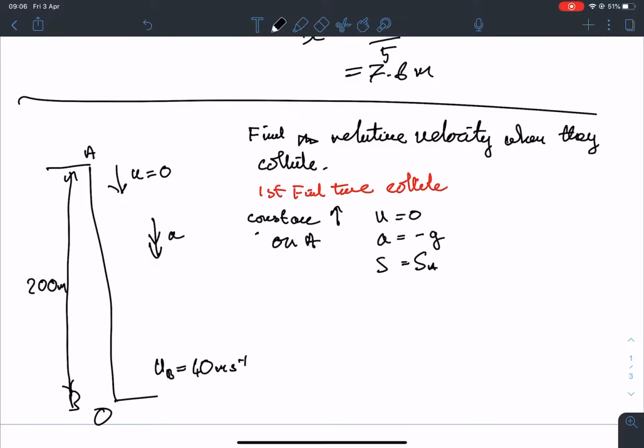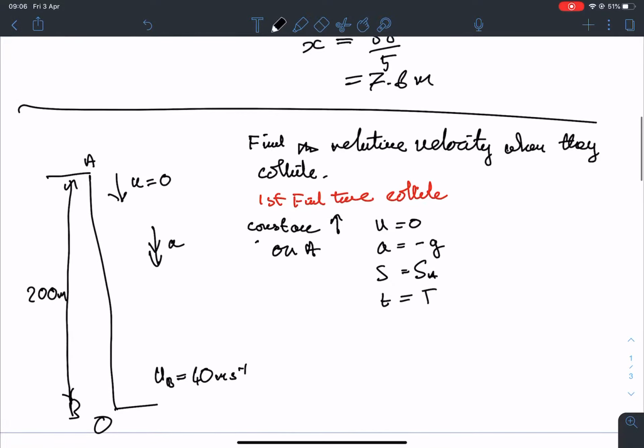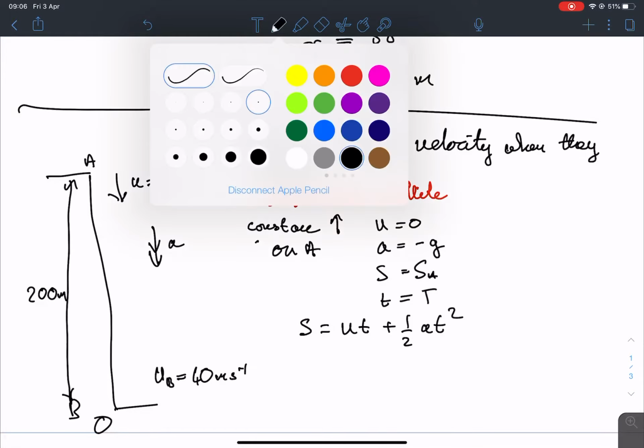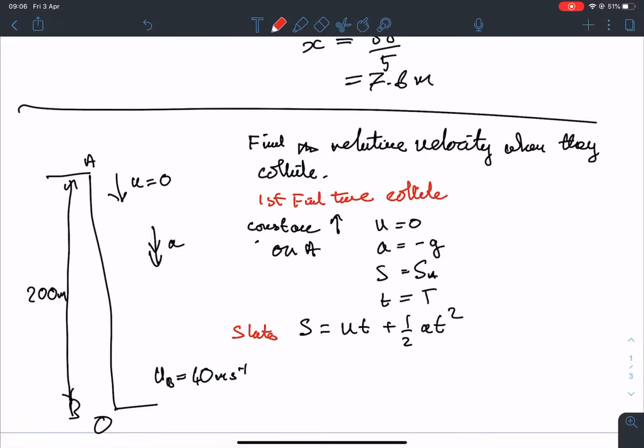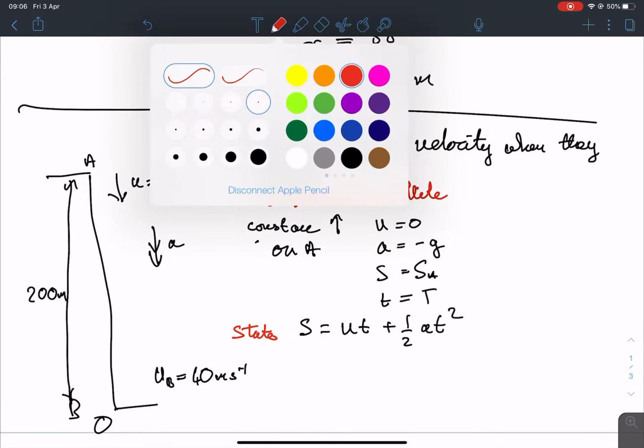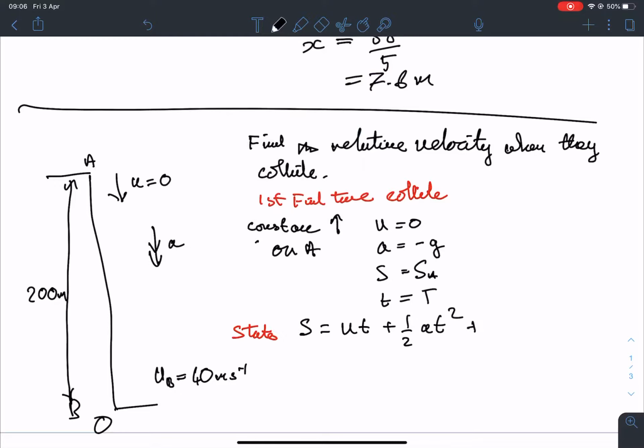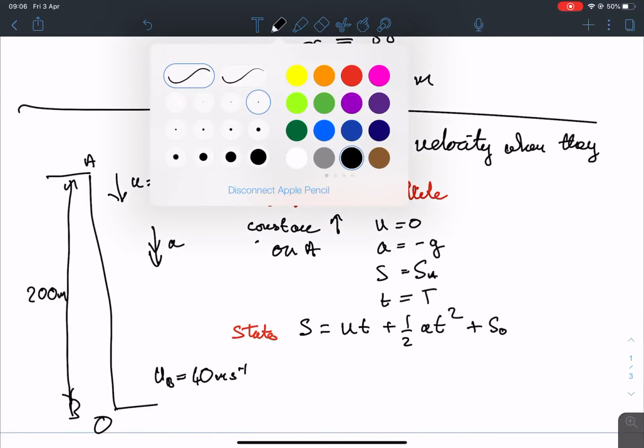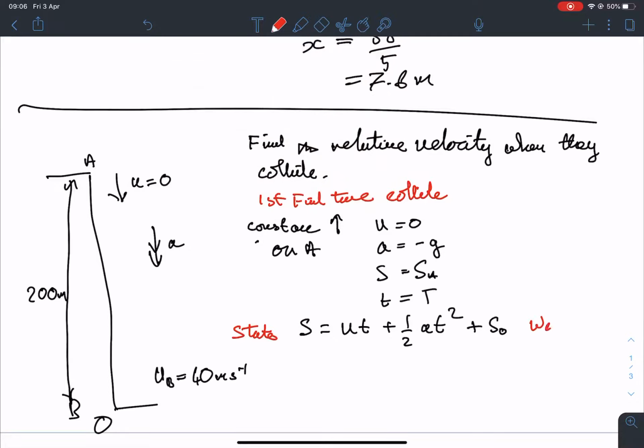So we know it's going to be constant acceleration because it's in a projectile kind of context. No other forces are acting other than gravity, and we're going to take positive as up, so our acceleration is down. So let's first of all consider A. Constant acceleration upwards on A, and we get u equals 0, a equals negative g because it's acting downwards.